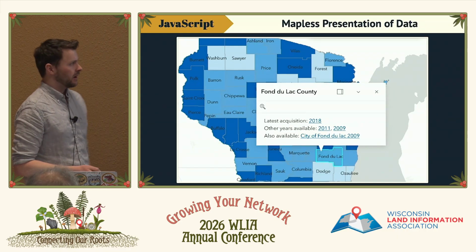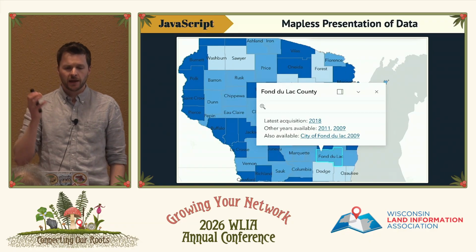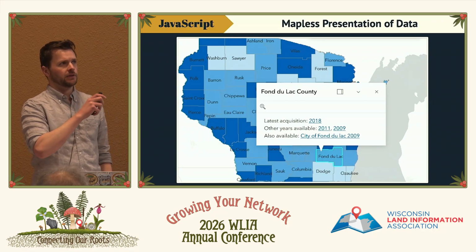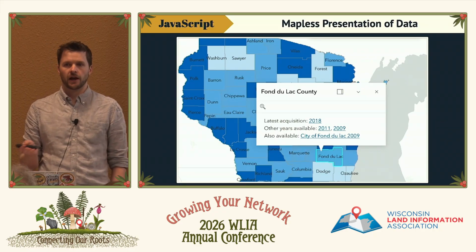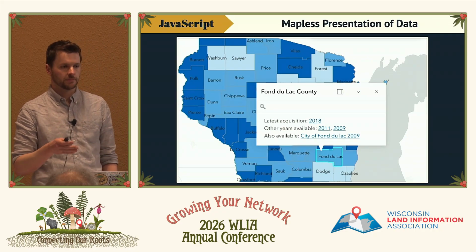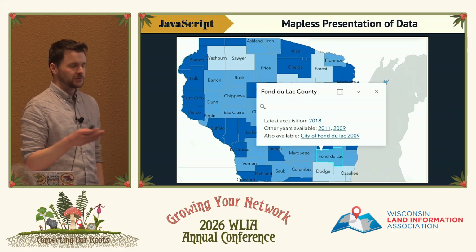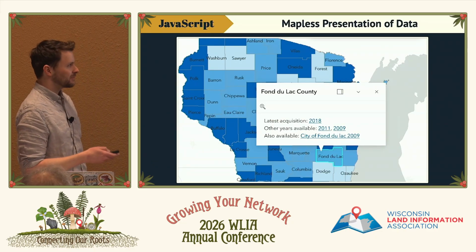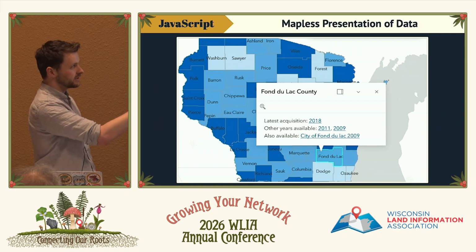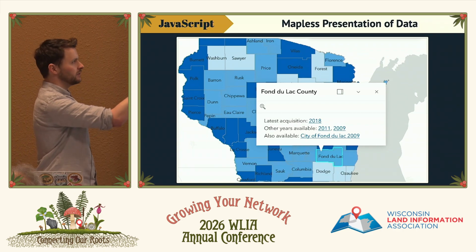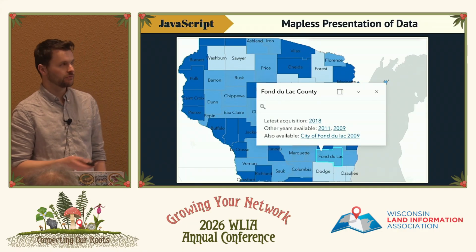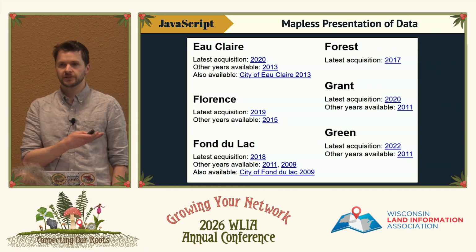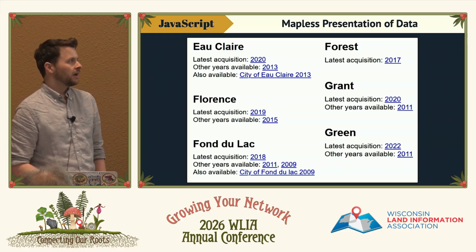This next example is a mapless presentation of data. Someone at the keynote yesterday asked, how do we make our dynamic maps accessible to folks? And I whispered to the people at my table, not a map. Sometimes things don't need to be maps. So we're back to this example where you click on a county, you get the LiDAR acquisitions for that county. That data could be shown as a simple HTML page. It doesn't have to be a map.